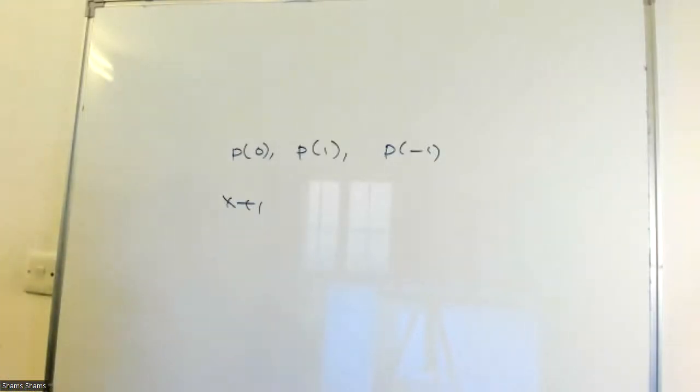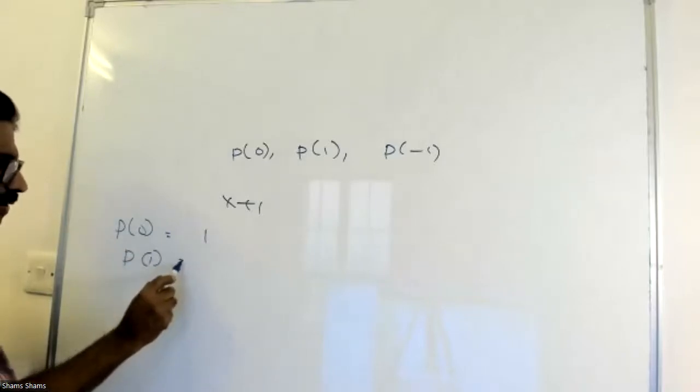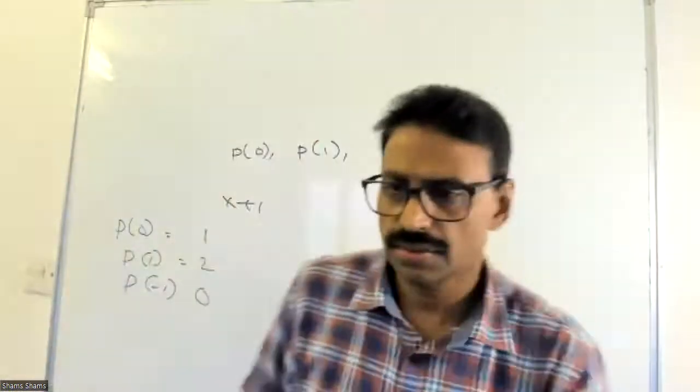X plus 1. Sir, I sent the answer. Okay. Wait, let's finish all. P of 0 is 1, P of 1 is 2, P of minus 1 is 0. Are you getting like this or? Yes, sir.